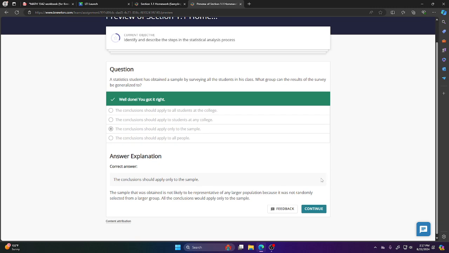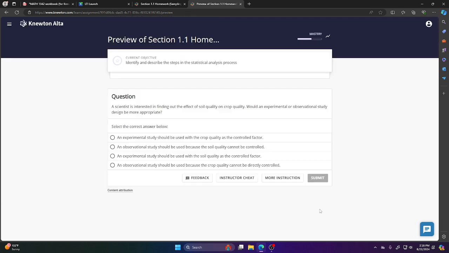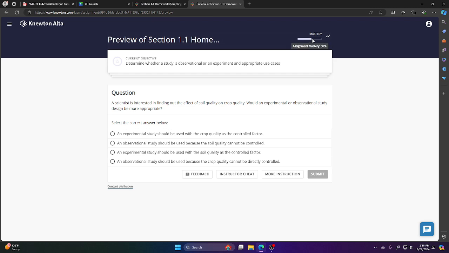Let's see what they say. The sample that was obtained was not representative of this. Okay, yeah, they're kind of saying what we were saying. It could be a small class. Cool? Whew, okay, we got that one done. What am I at now? 58%.